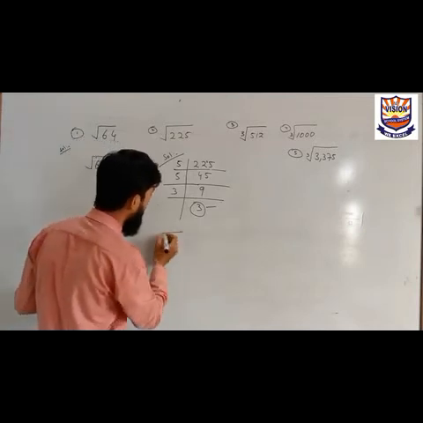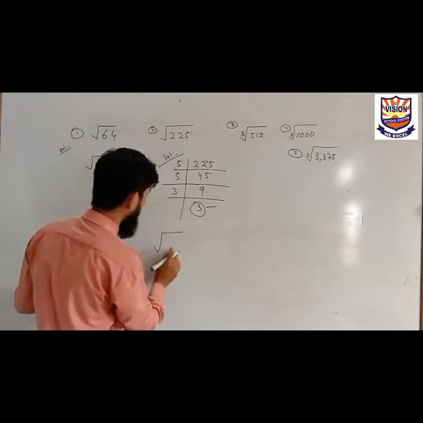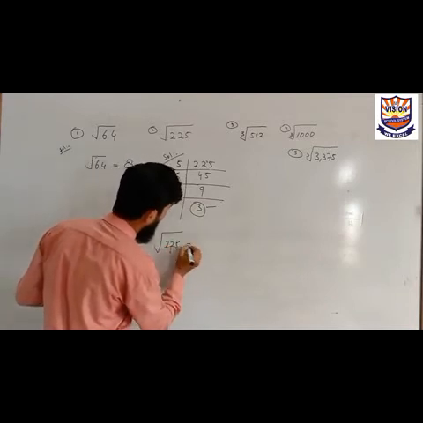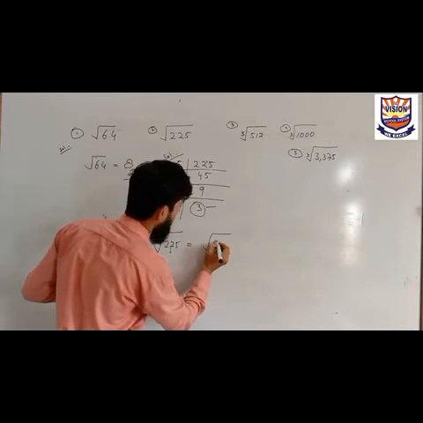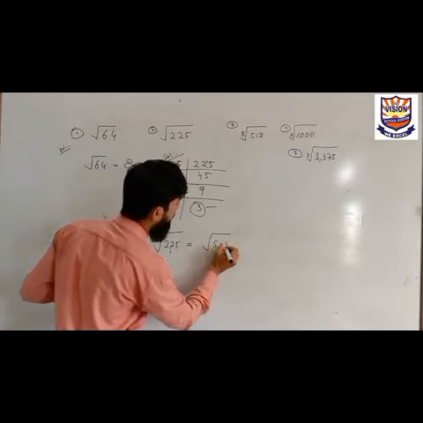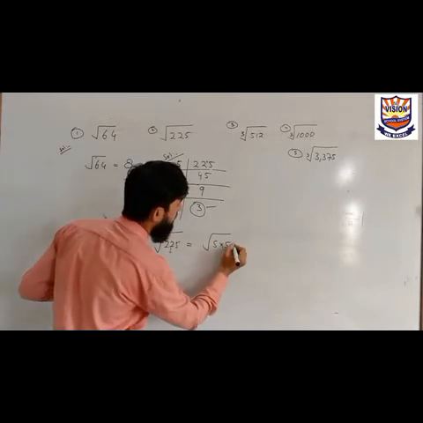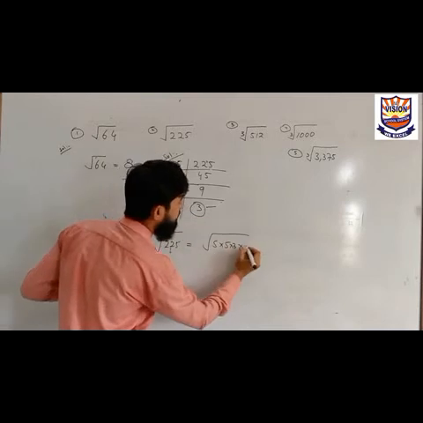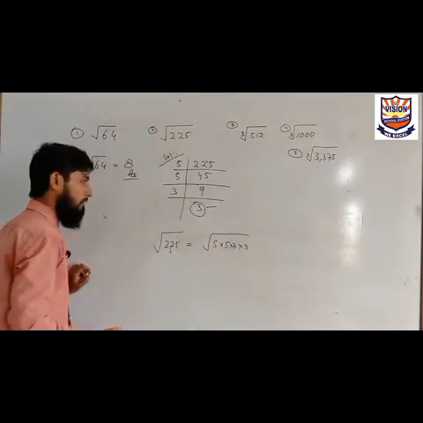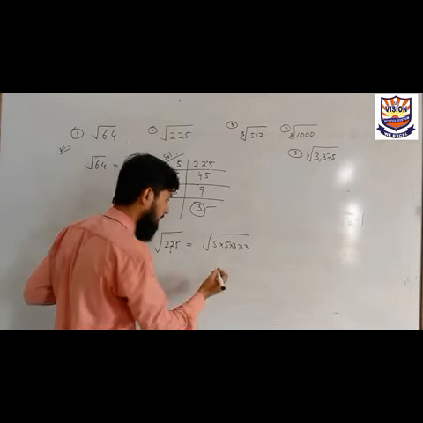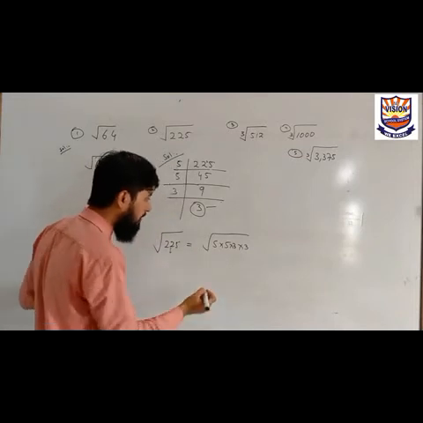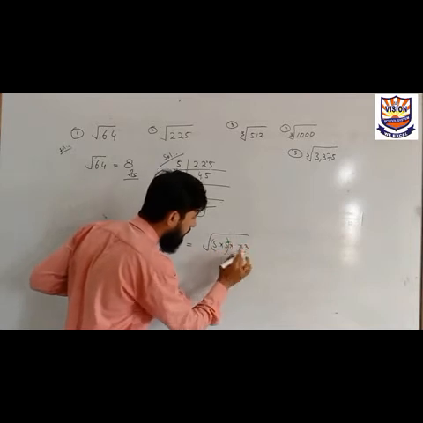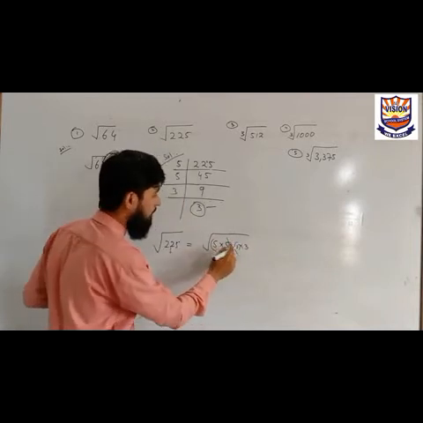Next step is to write it as the square root of 5 multiply by 5 multiply by 3 multiply by 3. Don't forget to write this prime number. So again what we will do, we will make a group of two same numbers. Now 5 5s and 3 3s.